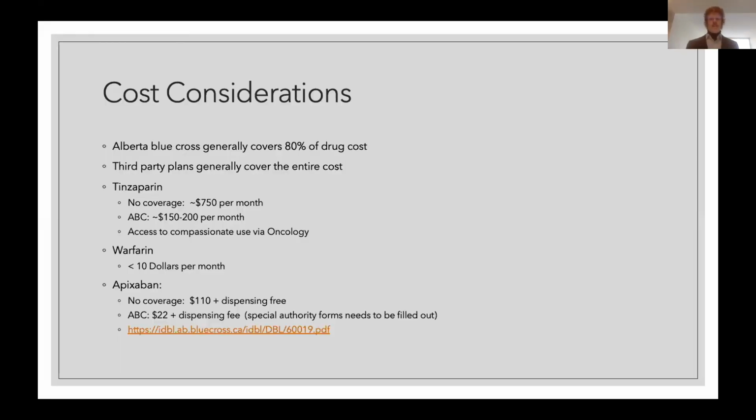Cost considerations. Tinzaparin's super expensive. With Alberta Blue Cross, if they have it, it's still about $150 to $200 a month. It's obviously weight-based dosing. However, there is access to compassionate use via oncology, so the patient can get access through doctors like Dr. Suryanarayan. Warfarin's pennies on the dollar, and apixaban with Alberta Blue Cross is about $22 a month.